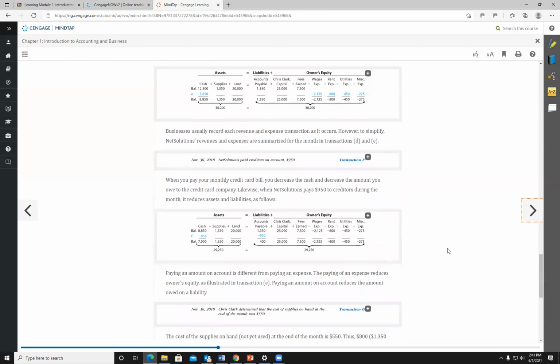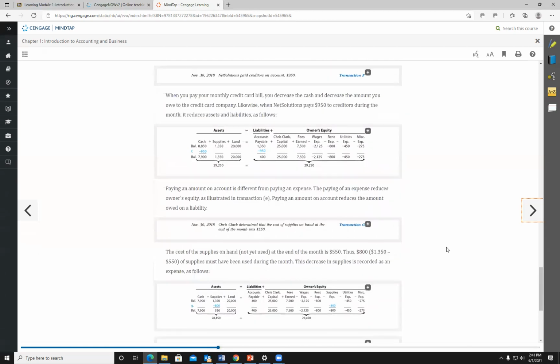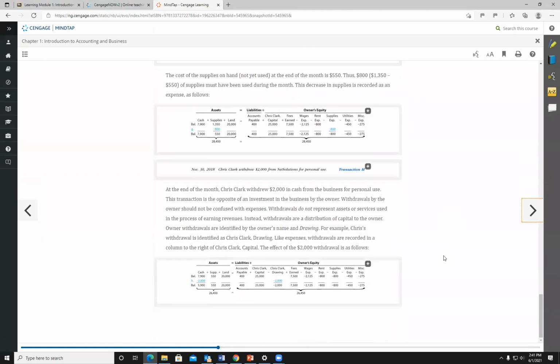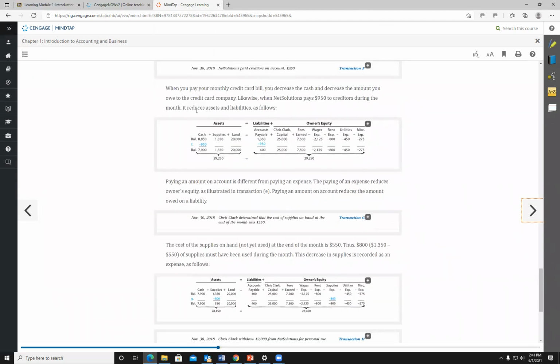Now, let's do one last transaction. Oh, we have a couple more transactions. Okay, we have 2 more transactions. So let's talk about this. All right, now, do you remember when we bought supplies and we bought it on account? Well, we had to pay that money back. So here's an example of where Net Solutions paid their creditors on account $950.